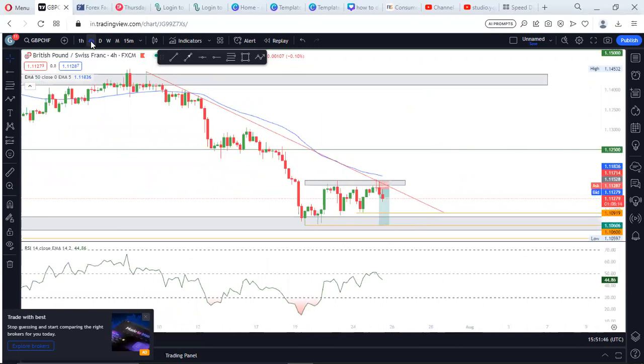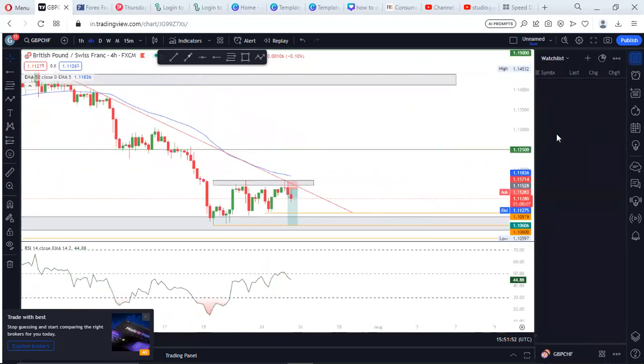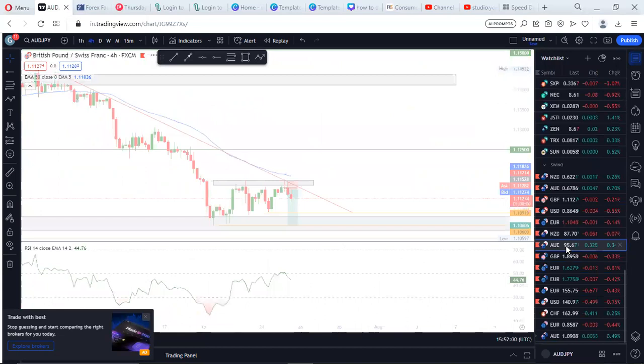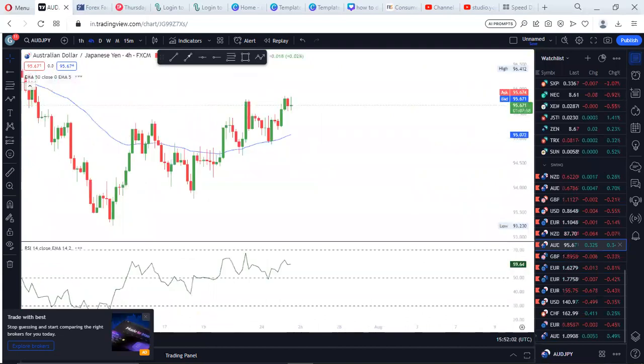So the next trade I'm in on is AUDJPY. Let's head to AUDJPY. I think this is it right here. Yeah, this is it, guys.